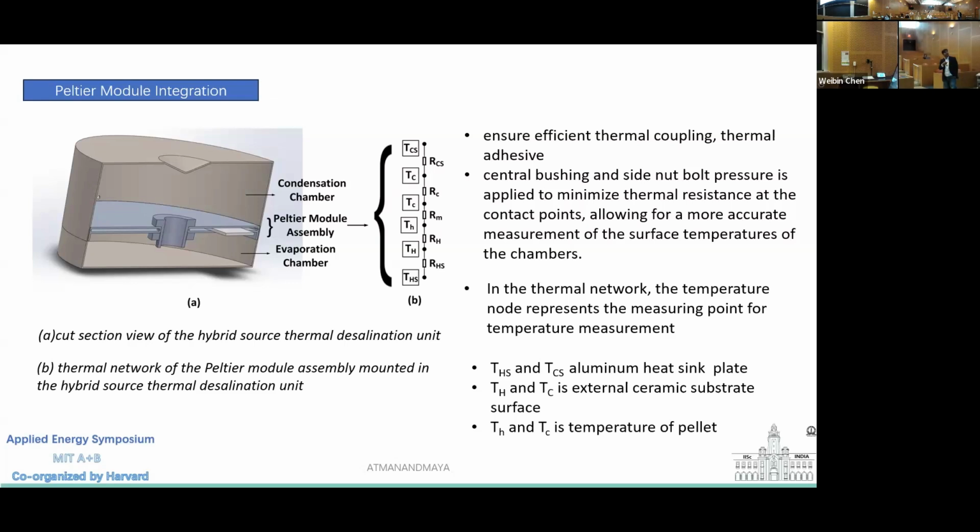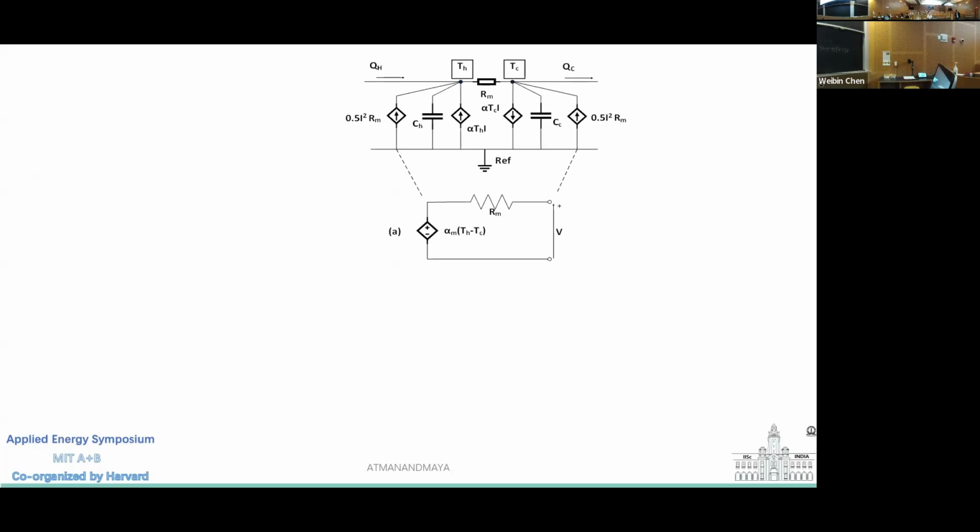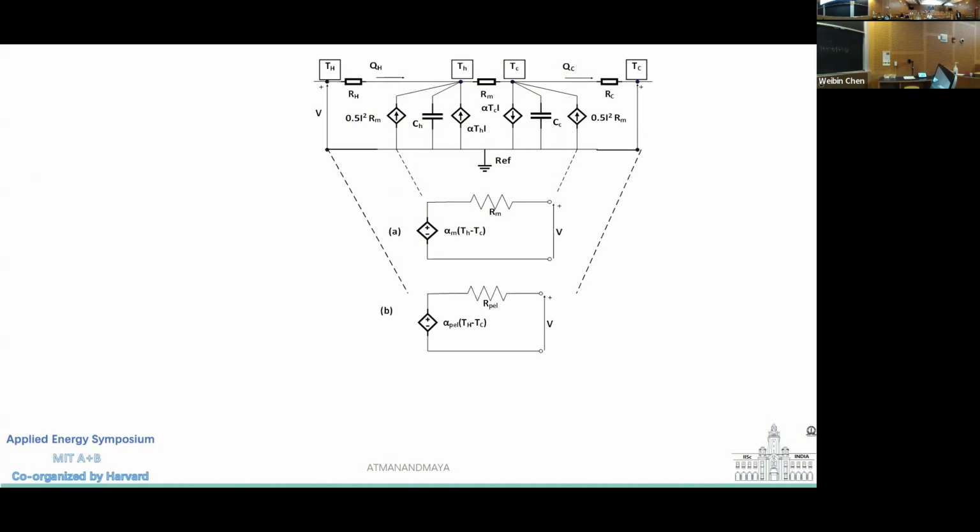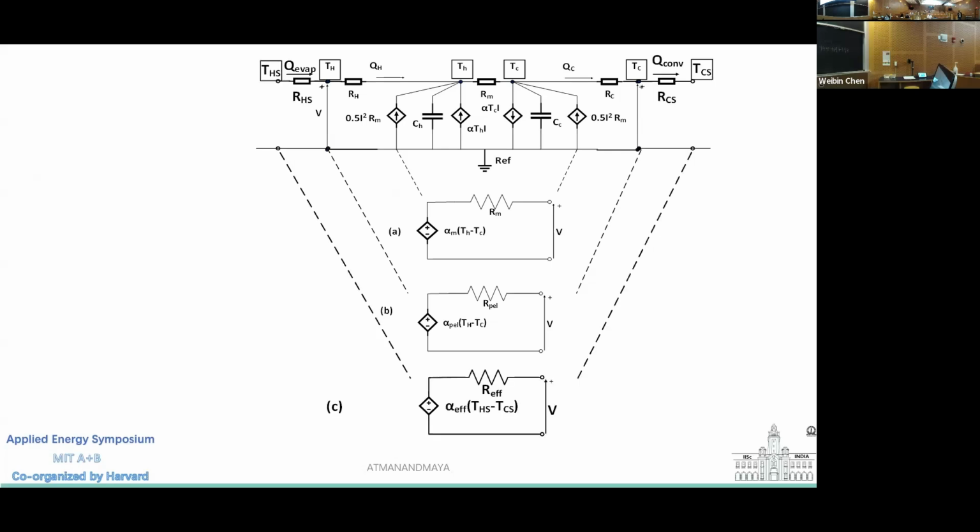These two points are difficult to measure. We can't insert a K-type thermocouple without changing the physical geometry. Therefore, we need to find this TH and TC so that we can get TCS and THS in the final form. This part is already in the literature, where they model the Peltier module in the thermal domain, and this is the coupling of the electrical domain. I further included the ceramic part, and this is the electrical model, which I further developed for the desalination system.